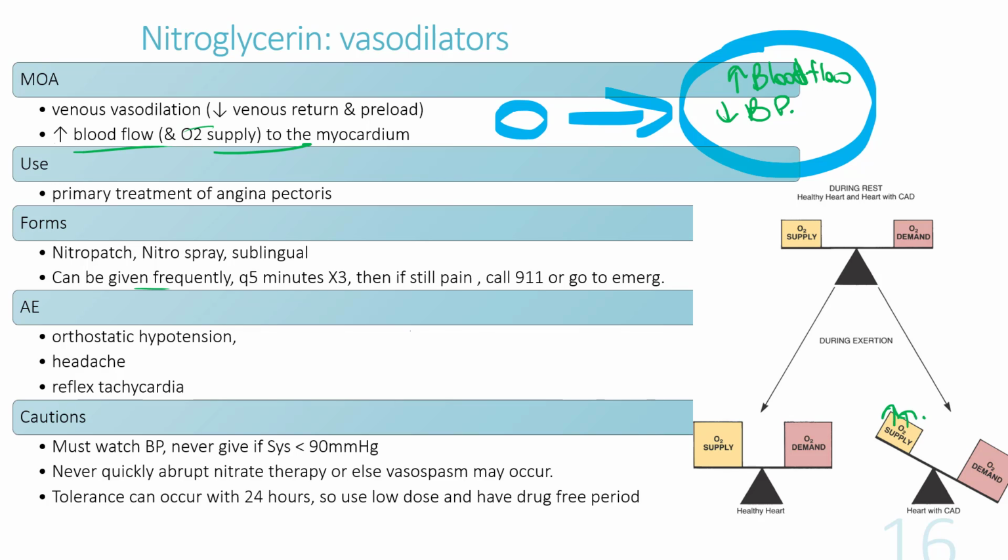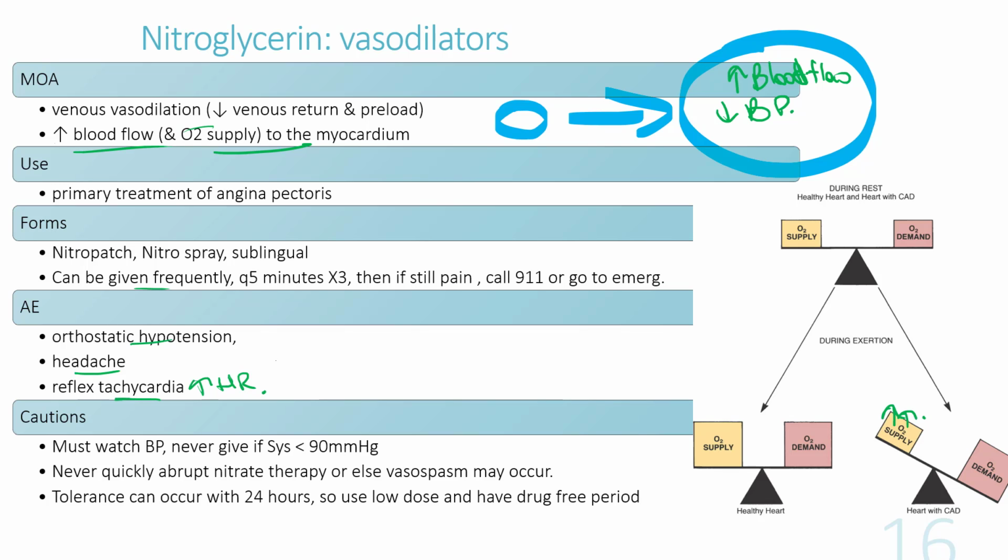The adverse effects: because the vasodilation can occur rapidly, it can cause orthostatic hypotension when a person stands up or sits up very quickly. It can cause headache because of vasodilation in the cerebral arteries, and it can cause reflex tachycardia, where the heart beats faster in order to compensate for a decrease in blood pressure. All right, so those are the adverse effects.